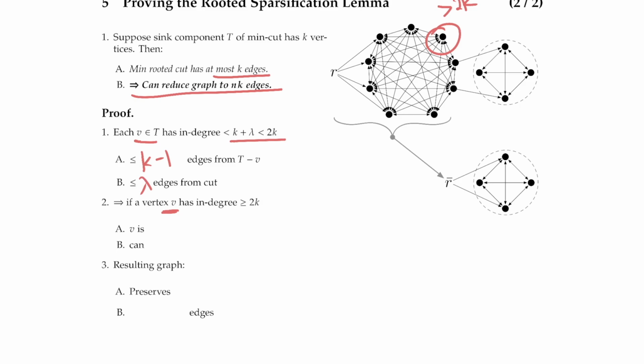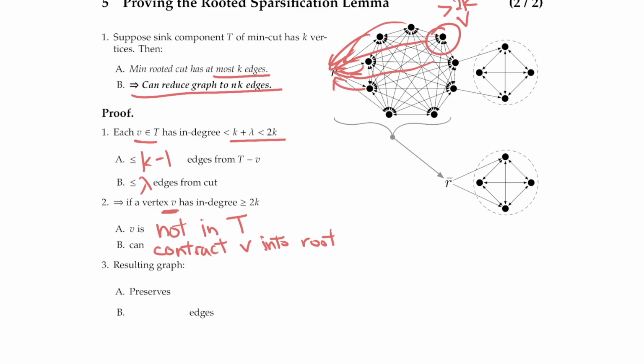And so if V has in degree that's very big, okay, I know that it's not in the sink component of the cut, and that means I can actually contract V into the root. So I can take this vertex and I can contract it into R, and I can do it for all the high in degree vertices. Okay, and so the resulting graph, we won't contract anything in the sink component, but I'll eliminate all the high in degree vertices, so I only have nk edges at the end. Okay, so I get a nice, much smaller graph.